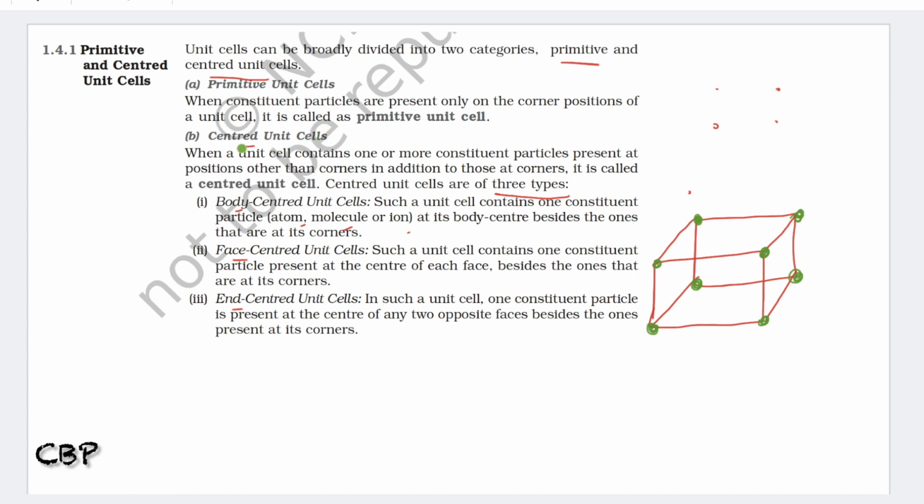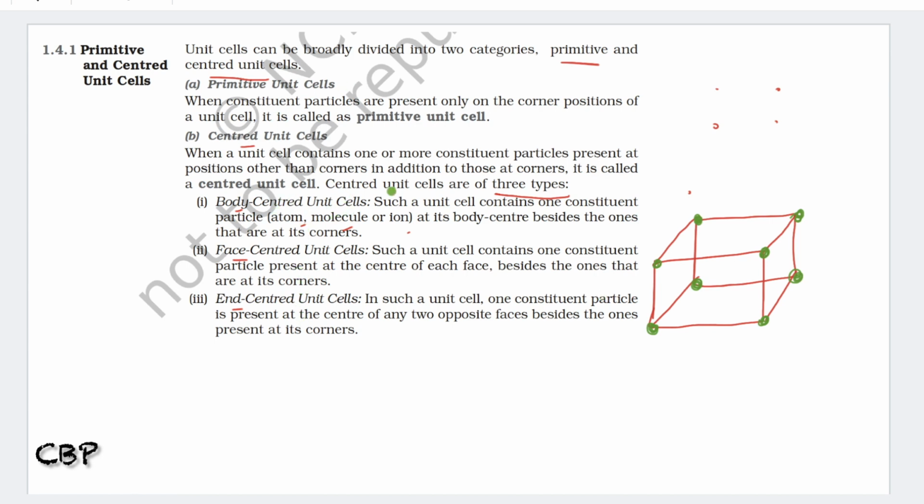Now, the second one, the centered unit cell, means in addition to the corner particles, the other positions also have some particles, then we can call it a centered unit cell. Now centered unit cells are of three types. First one is body centered, face centered and end centered.